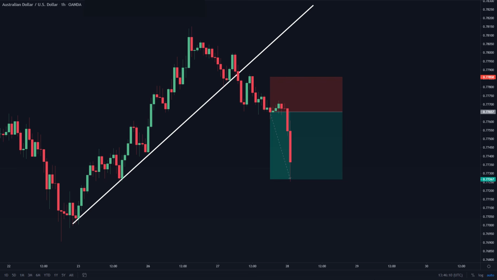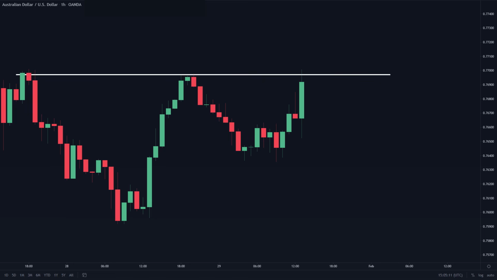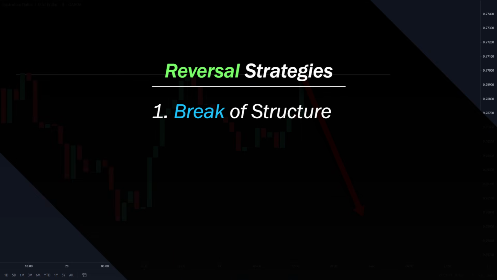Now, what I just showed you is how we spot reversals if the price were to break out of a key level. But remember, prices don't move like this every time. There are also scenarios where the price bounces off the key level instead, which brings us to the second technique to spot reversals, which is using key levels. And this is how it works.